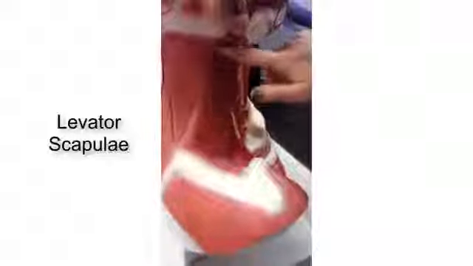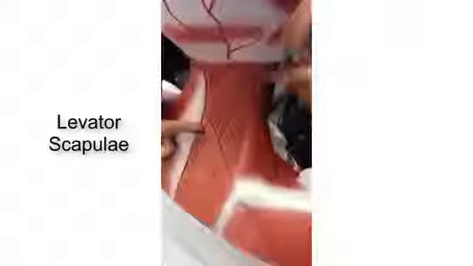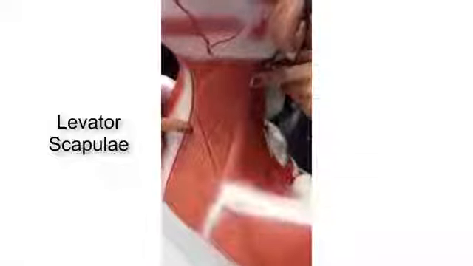Deep to trapezius we find rhomboid, so here's rhomboid minor and rhomboid major, and they're going over and attaching onto the medial aspect of the scapula. And also on this side here we can see levator scapulae. So levator scapulae attaches onto C1 to C4 on the transverse processes, whereas rhomboids start on the spinous processes, and that's why levator scapulae is farther away from the midline. And it's also going over to the medial border of the scapula.